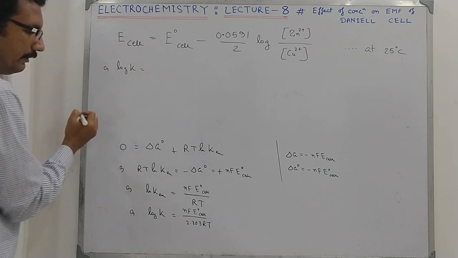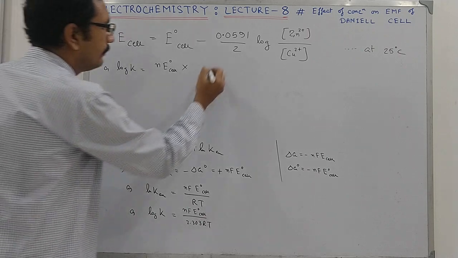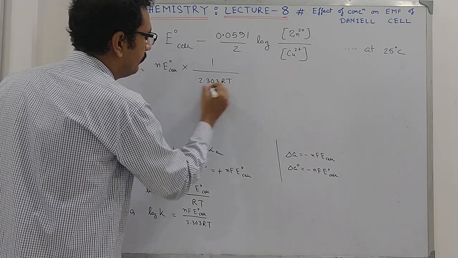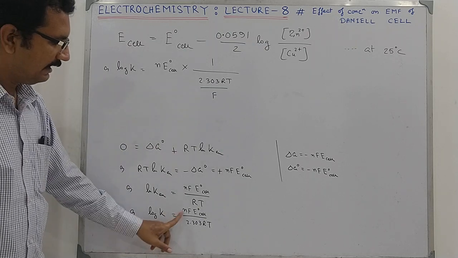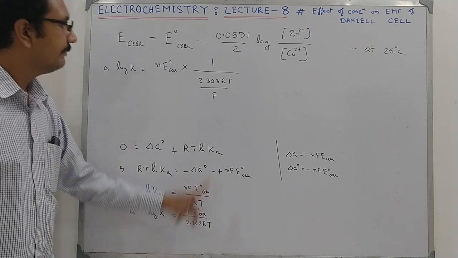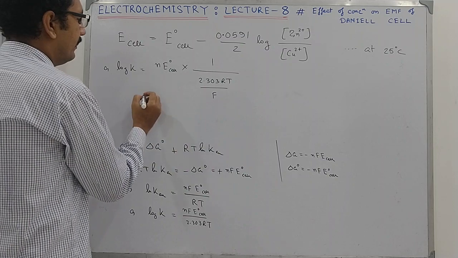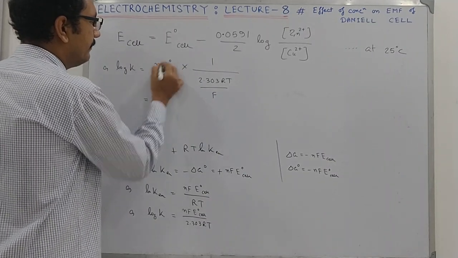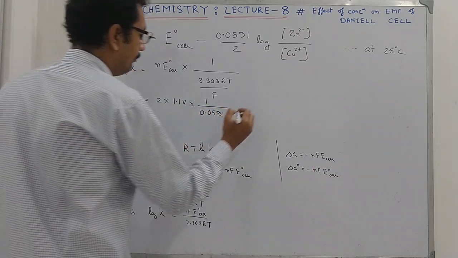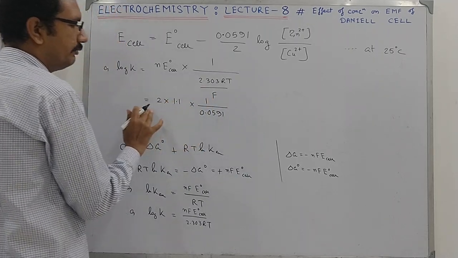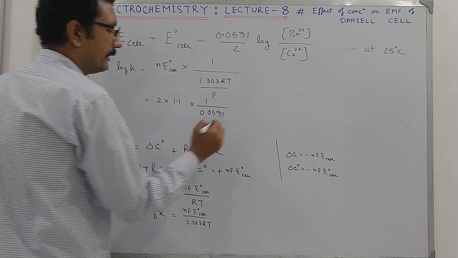Or log K equals N E0 cell into, I can rearrange this expression in the form of this expression. So it is N E0 cell here, and 2.303 RT upon F, I am taking it in this form. Now we know at 25 degrees centigrade this has a value of 0.0591, and for Daniell cell N will be 2. So it will be 2 into 1.1, and this value 0.0591 is in the denominator.